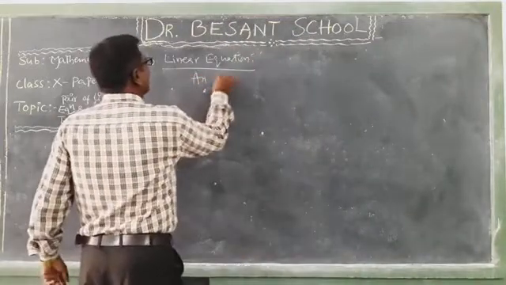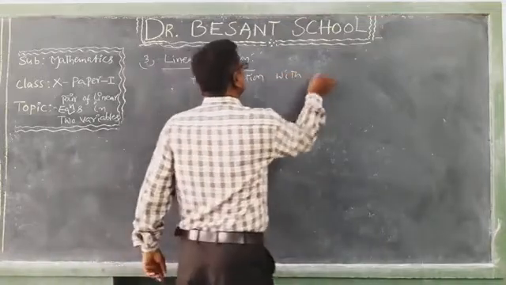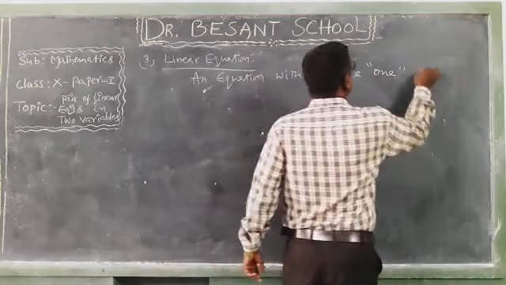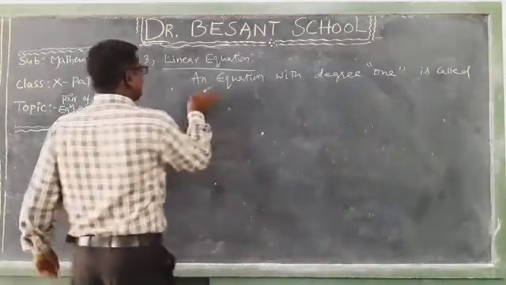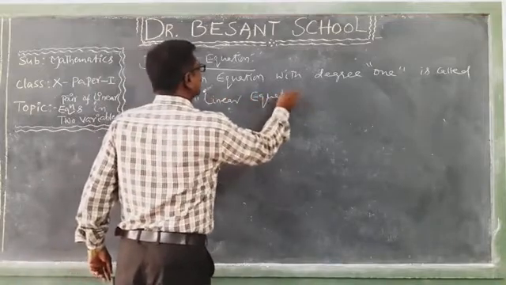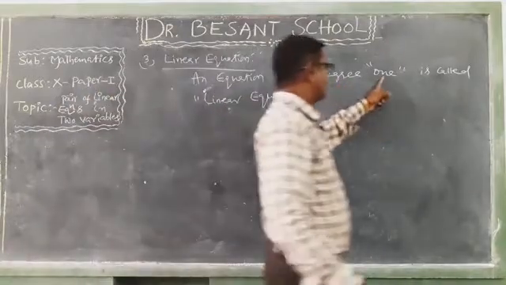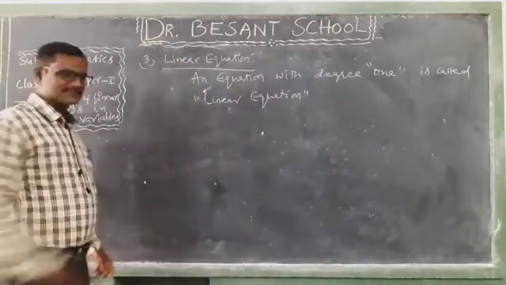Observe. An equation with degree 1 is called a linear equation. Children, observe. What is a linear equation? An equation with degree 1 is called a linear equation. Let me write some examples.